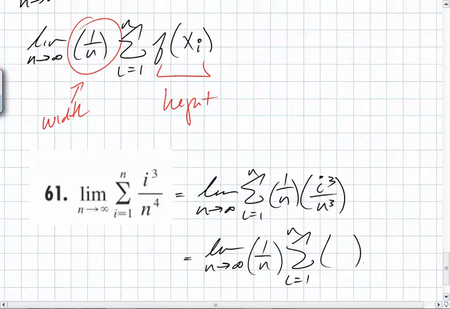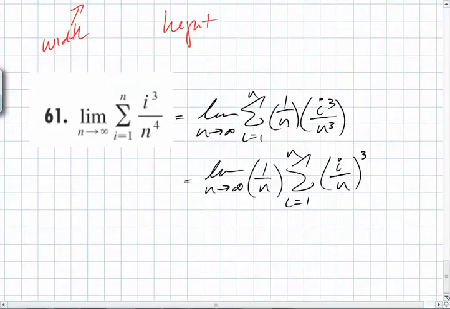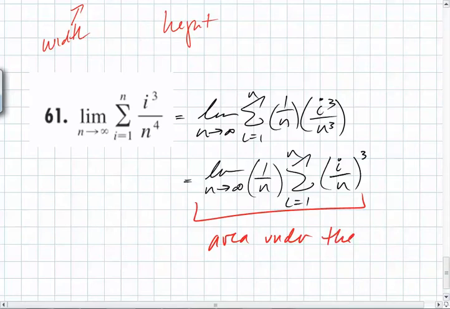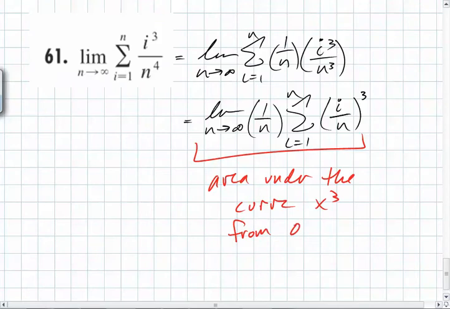What can I do to i cubed over n cubed? What could I turn that into? i over n to the what? Cubed. So if i is 1, what does this become? 1 over n. If i is 2, what does the next one become? 2 over n. Then what? 3 over n. So this right here is the area under the curve of what function from 0 to 1? x to the what? Yeah, this is the area under the curve x cubed from what to what? 0 to 1. It tells you that, right?